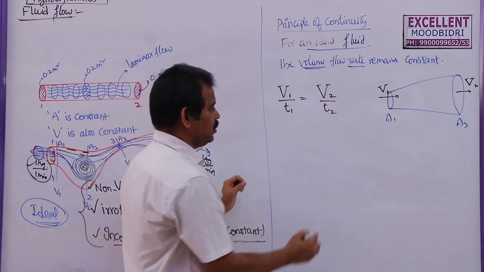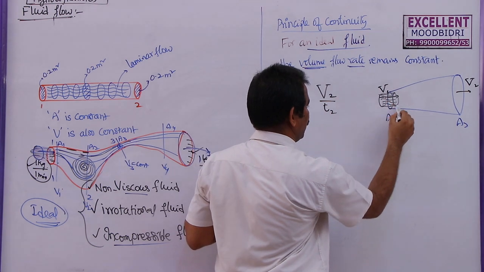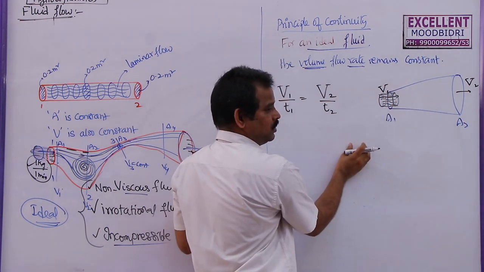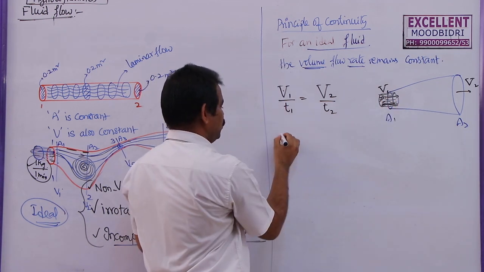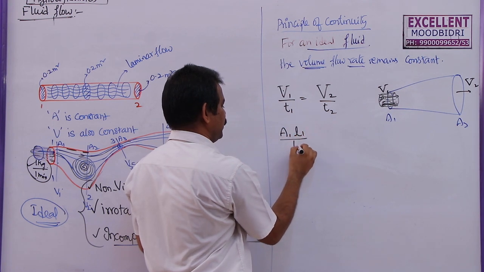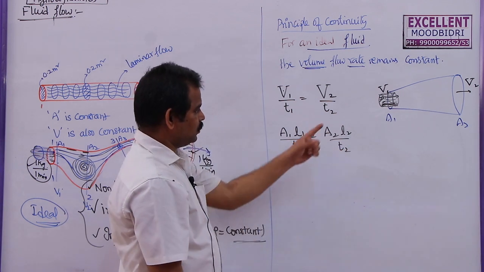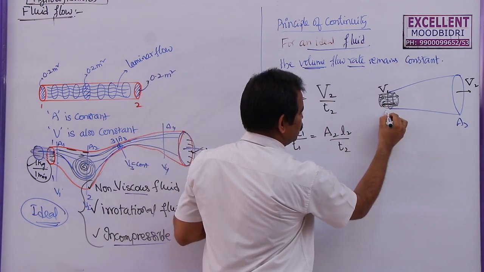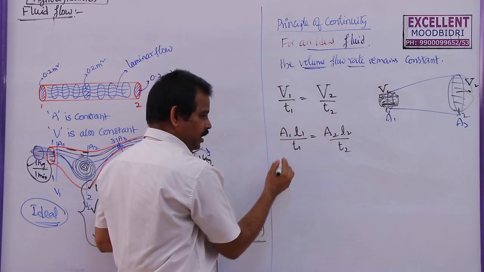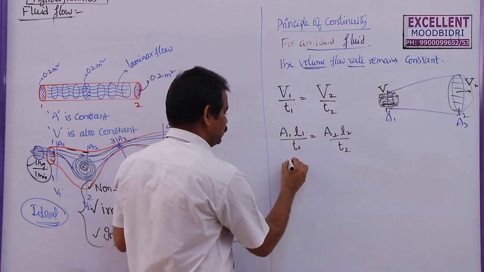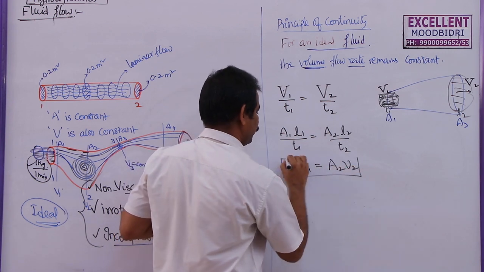Now how to find the volume? Generally, if you take the entry of this one, here the fluid is flowing in the form of a cylinder. How to find the volume of this fluid flow? This is area into distance traveled. So volume is area into distance traveled by T1 is equal to area into distance traveled by T2. What is the distance traveled in a small interval of time here? This is L1 and here it is L2. What is this length by time? We know that length by time is velocity. So we can write A1 V1 is equal to A2 V2.